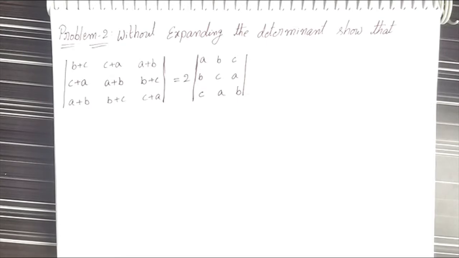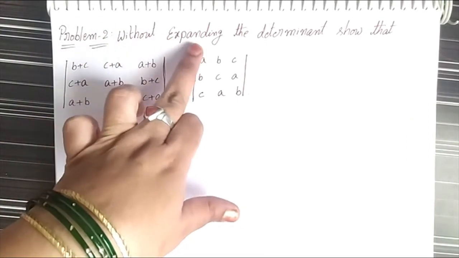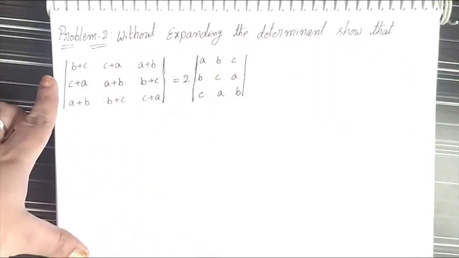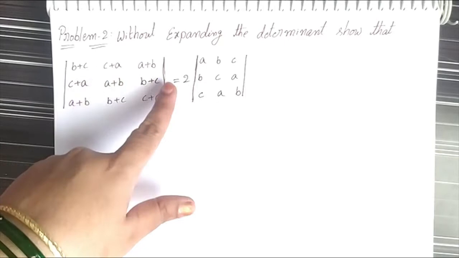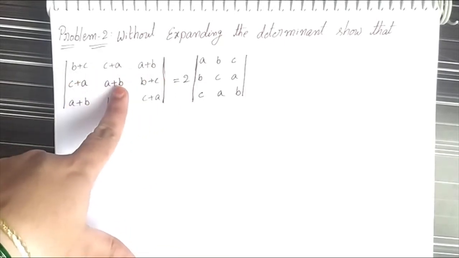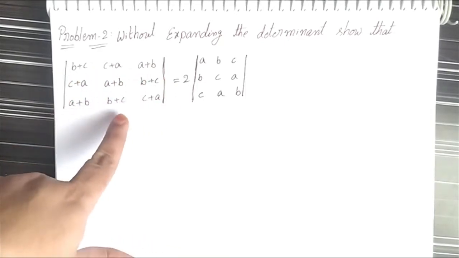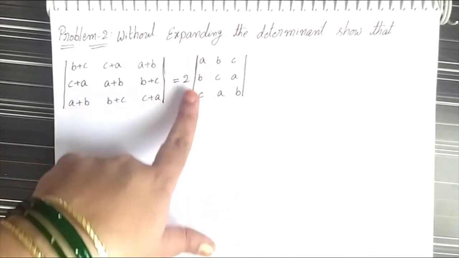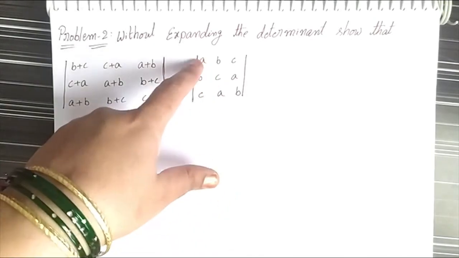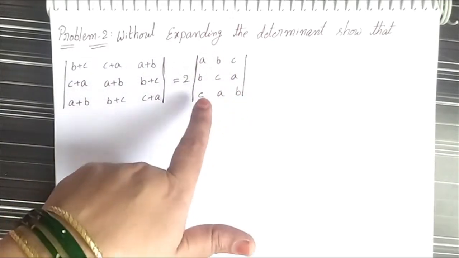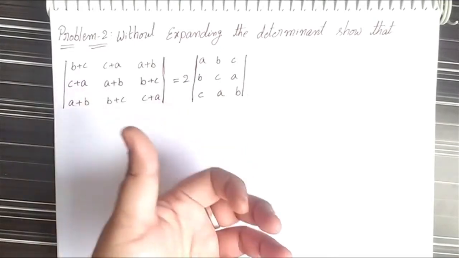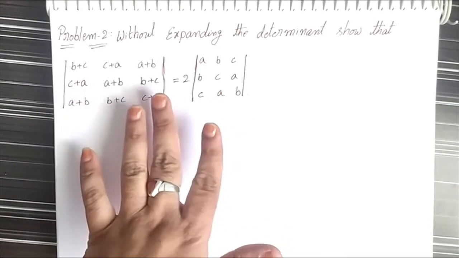Next, we will go to second solved problem. The problem is: without expanding the determinant, show that determinant |b+c, c+a, a+b; c+a, a+b, b+c; a+b, b+c, c+a| is equal to 2 times determinant |a, b, c; b, c, a; c, a, b|. This is our second solved problem.